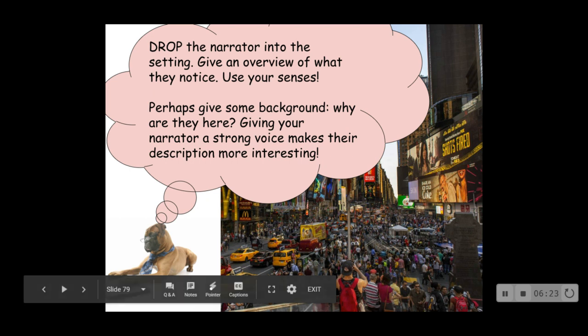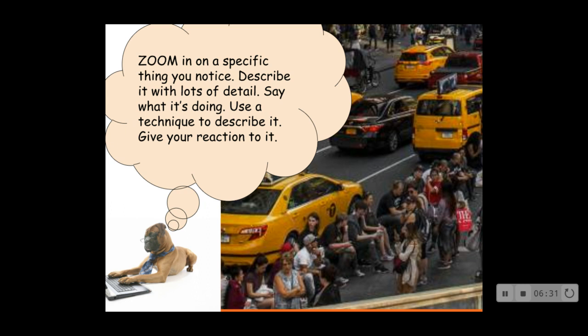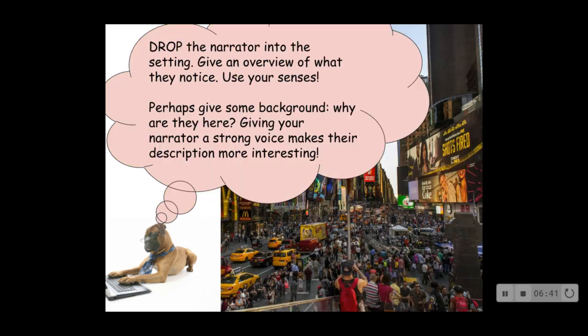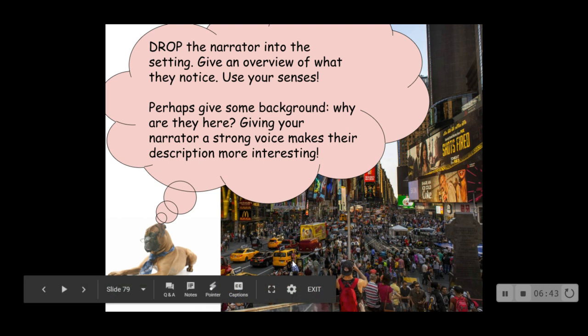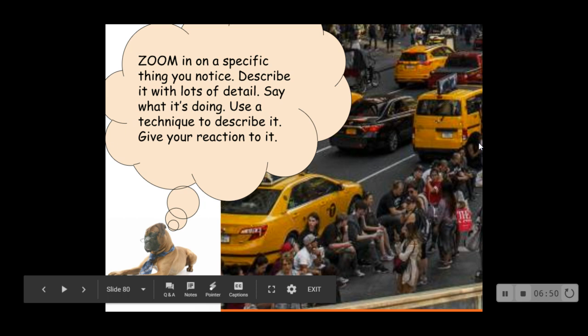Whatever you're writing about, you'll probably find you have a lot more to say about it if you've given your narrator a background, a backstory. Next paragraph is zoom. This is where you're going to be zooming in on something. You could zoom in on just about anything in this picture here. So here we can zoom in on, say, this taxi and all these people who are queued up sitting there. We could describe it with lots of detail.